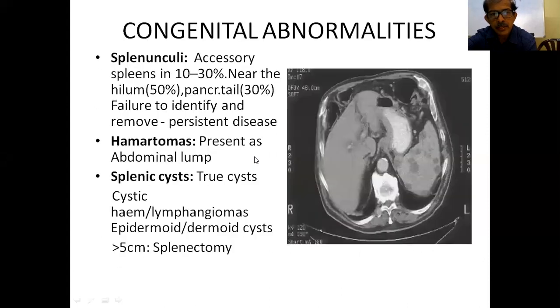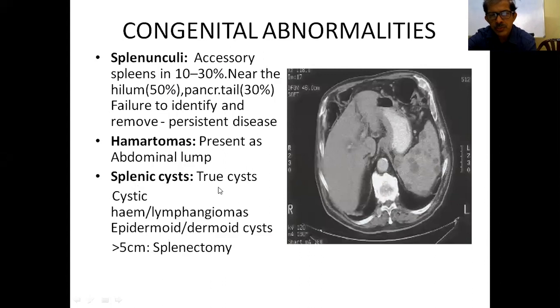But what is their importance? Their importance is, if you fail to identify them and then remove the spleen, the disease for which you have done splenectomy will not be cured, because of them the problem will recur. That is the importance. So you should search here for accessory spleens and then try to remove them if they are present. Then hematomas and splenic cysts are also there.